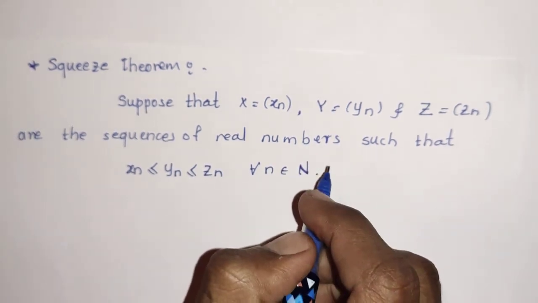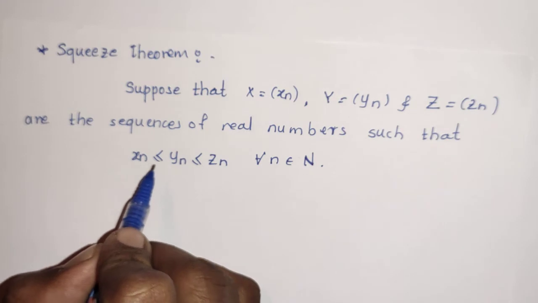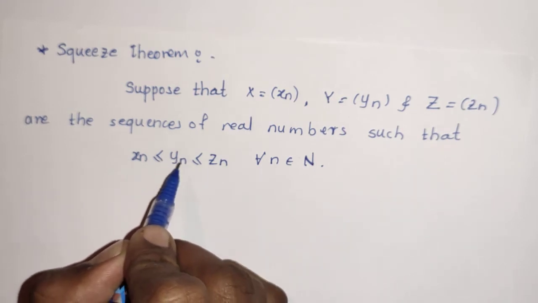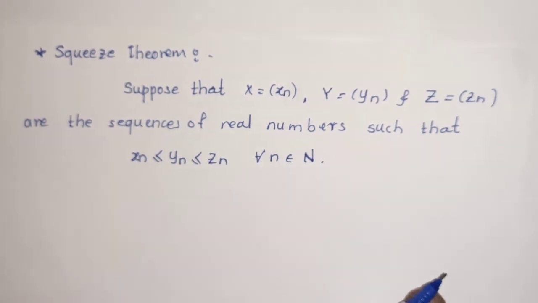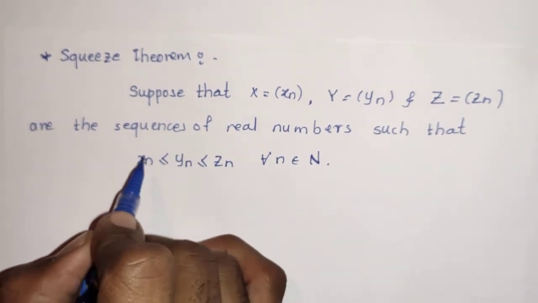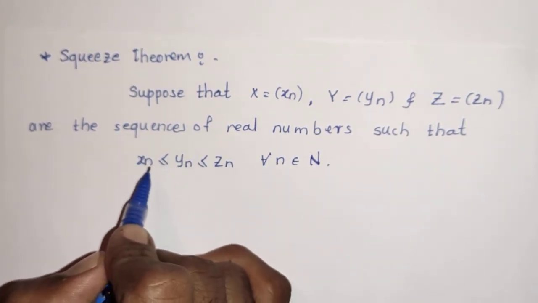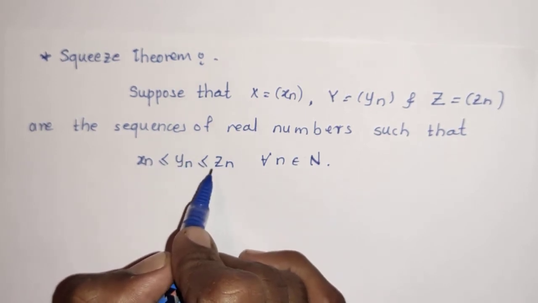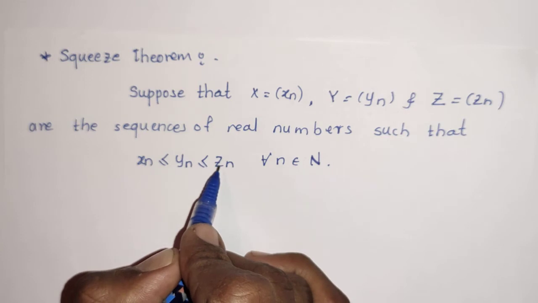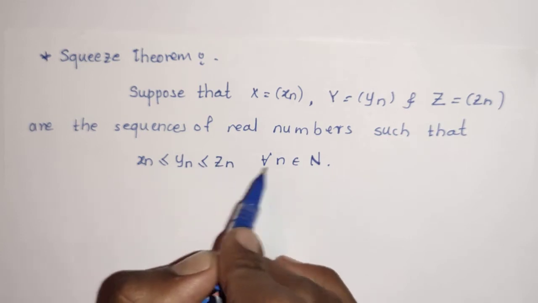That is, all terms of the sequence xn are less than or equal to the terms of the sequence yn, which is again less than or equal to the sequence zn. So x1 is less than or equal to y1, x2 is less than or equal to y2, x3 is less than or equal to y3. Similarly, y1 is less than or equal to z1, y2 is less than or equal to z2, y3 is less than or equal to z3, and so on.